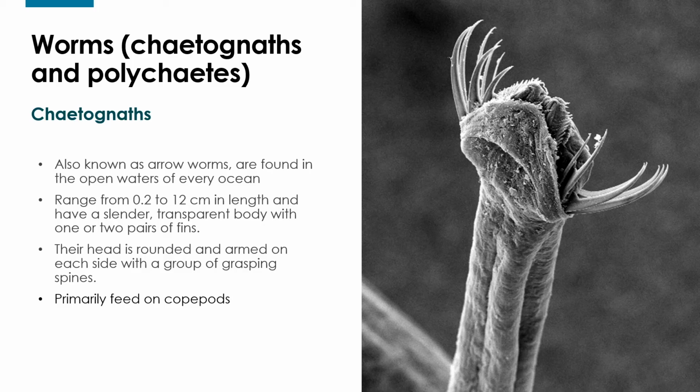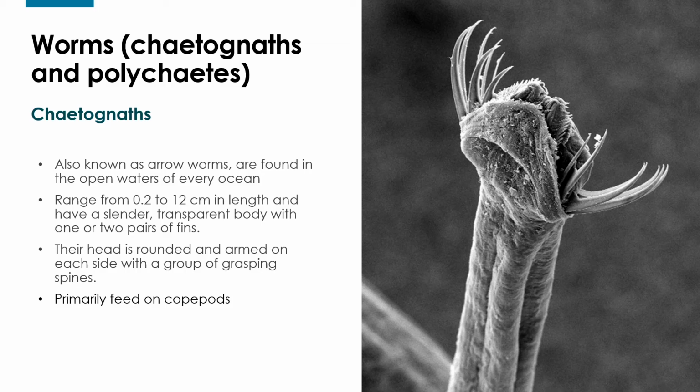And so their head is rounded, as you can see in this picture, and armed on each side with a group of grasping spines, and they use these spines to hunt primarily copepods. They rely on the tufts of tiny hairs, and you can kind of see it in this picture here, on their head to recognize the vibrations produced by their prey. And so what the chaetognaths will do is they'll use the hairs and actually snatch up the prey.